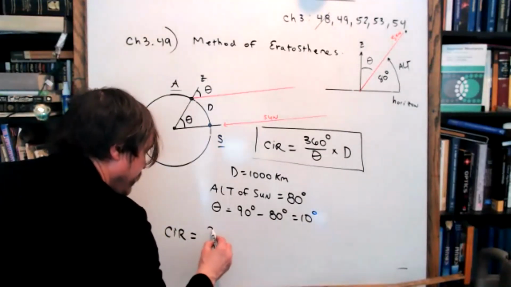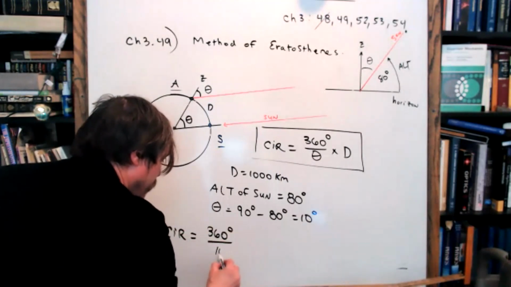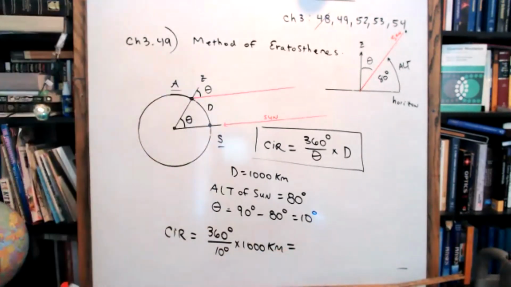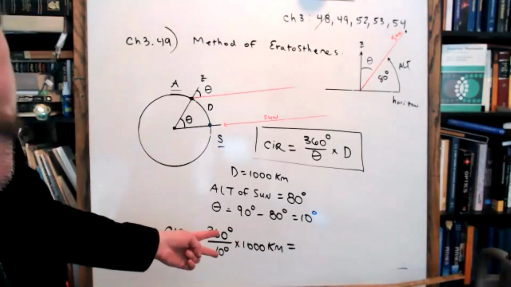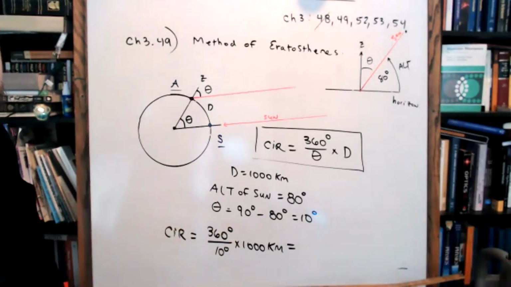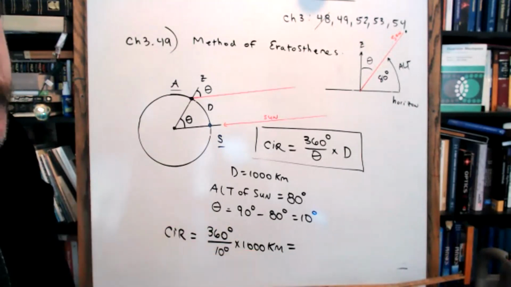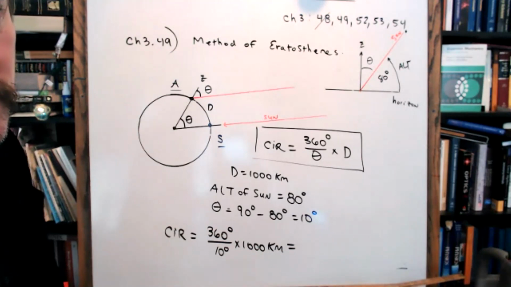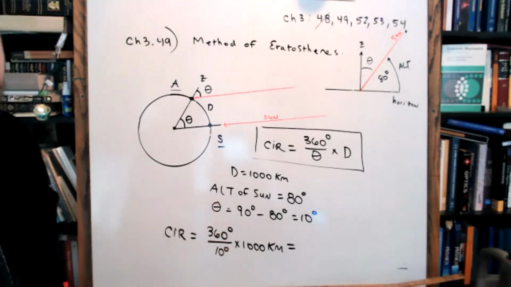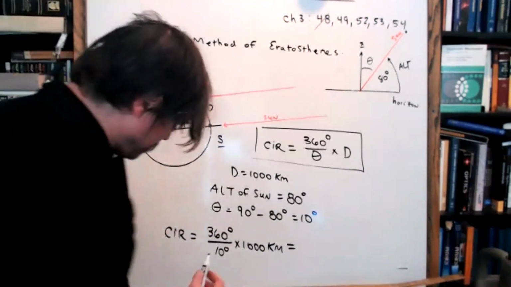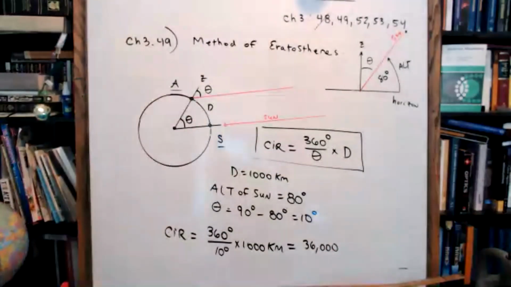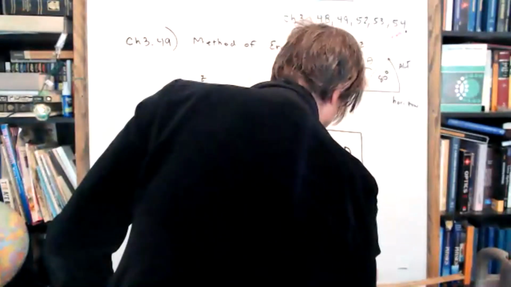The circumference is 360 degrees over 10 degrees times 1,000 kilometers. Honestly, you don't even need a calculator for that. 360 divided by 10. What's that? 36. 36 times 1,000 gives you 36,000. Units? Kilometers. Good. And that's our final answer.